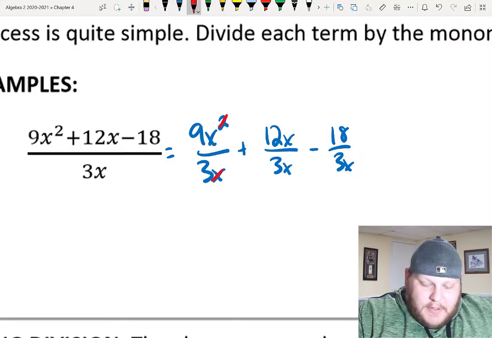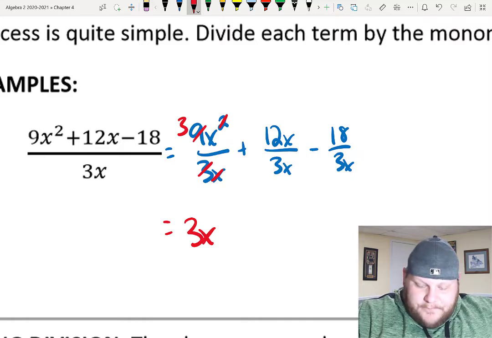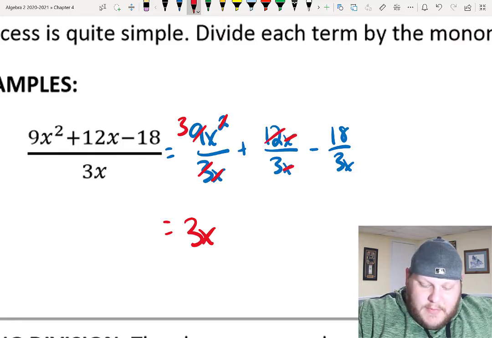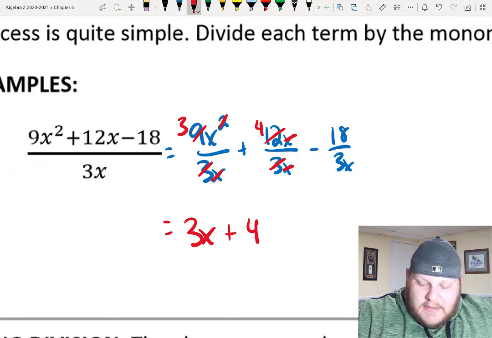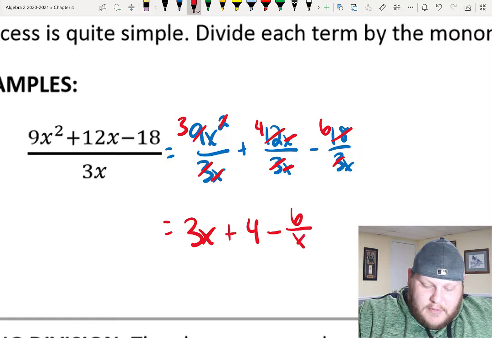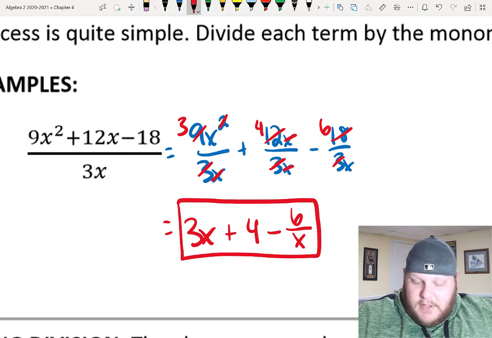So here, my x squared and my x reduce, my 9 over 3 reduces to just a 3, so I end up with 3x for my first term. Here, my x's cancel out, top and bottom, and my 12 over 3 divides evenly into a positive 4. And then this last one, I don't have an x that cancels out, so I'm still going to have that x in my denominator. But here my 18 over 3 reduces to 6. So minus 6 over x. And that's it. That's my final answer. Basically, it divides evenly to 3x plus 4, and then I have a remainder here. That's that fraction that's left over on the right side.